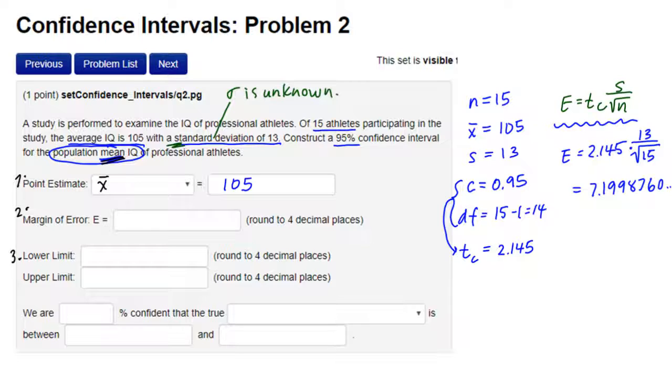Now, before we put it into WebWork, round that to 4 decimal places. 1, 2, 3, 4. The 8 looks next door to the 7. The 7 rounds that up. That's 7.1999 to 4 decimal places.